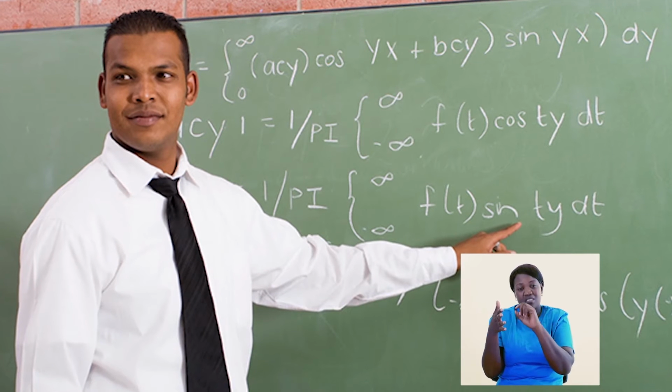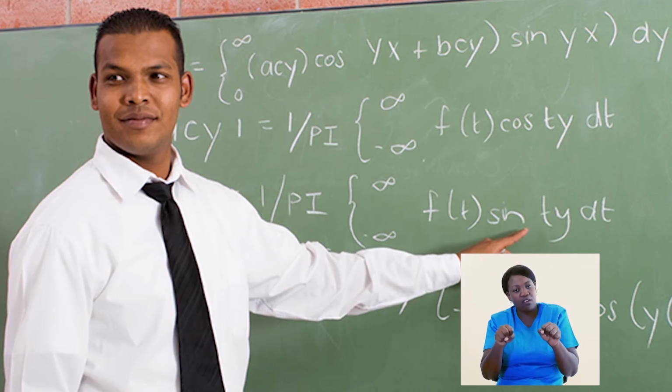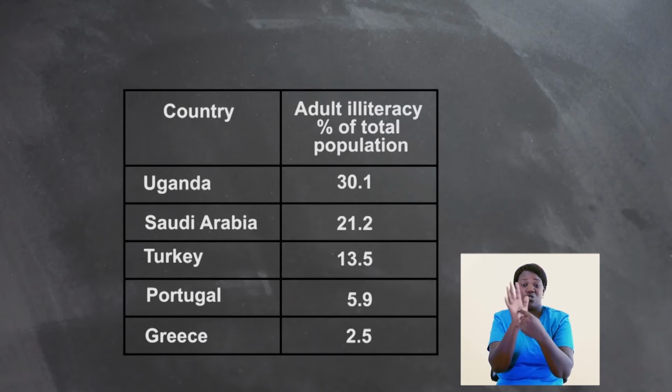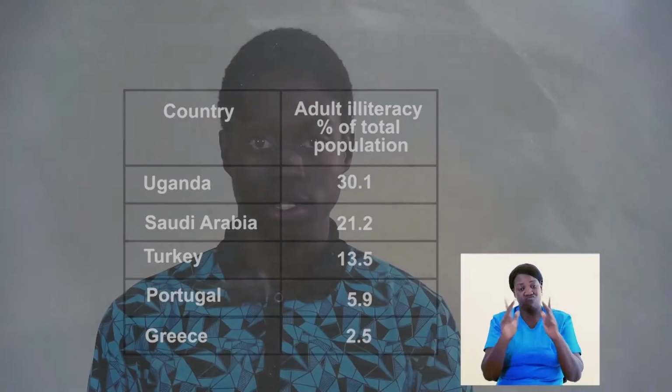Literacy. Literacy means the ability to read and write. Literacy rates show how many people can read and write. People who are illiterate cannot read or write. The table shows the levels of illiteracy in 5 countries. It shows the proportion or percentage of people older than 15 who cannot read or write. As you can see, European countries like Greece and Portugal have much lower rates of illiteracy than Uganda, a developing African country where more than half of the population cannot read or write.